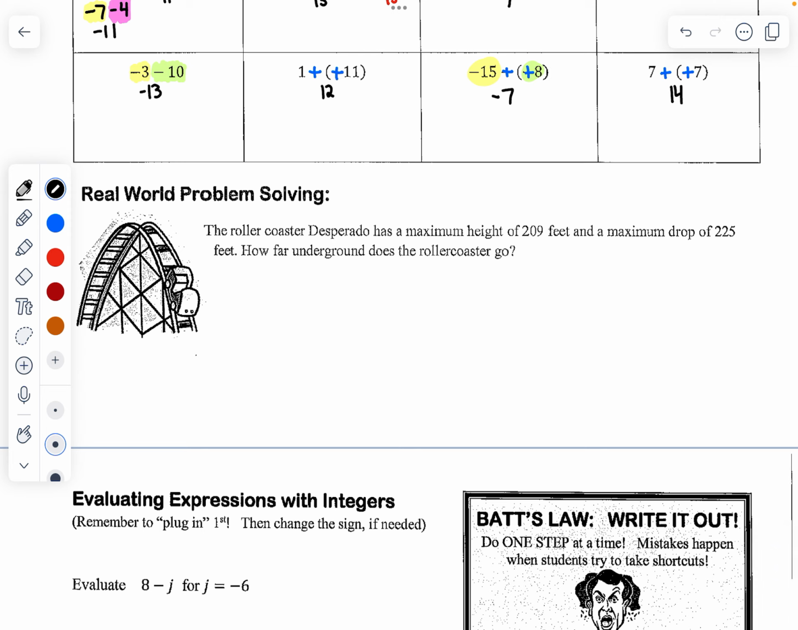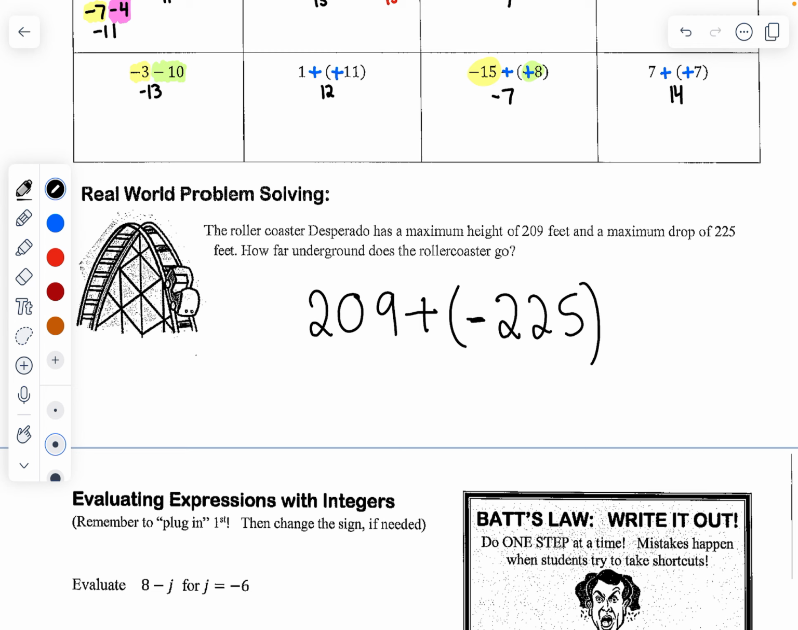Let's do a little bit of problem solving. The roller coaster Desperado has a maximum height of 209 feet and a maximum drop of 225. And it's a drop, so it's going to be a negative 225 because it's going down. How far underground does the roller coaster go? So if we add these two heights together, it's going to tell us how far underground it goes.